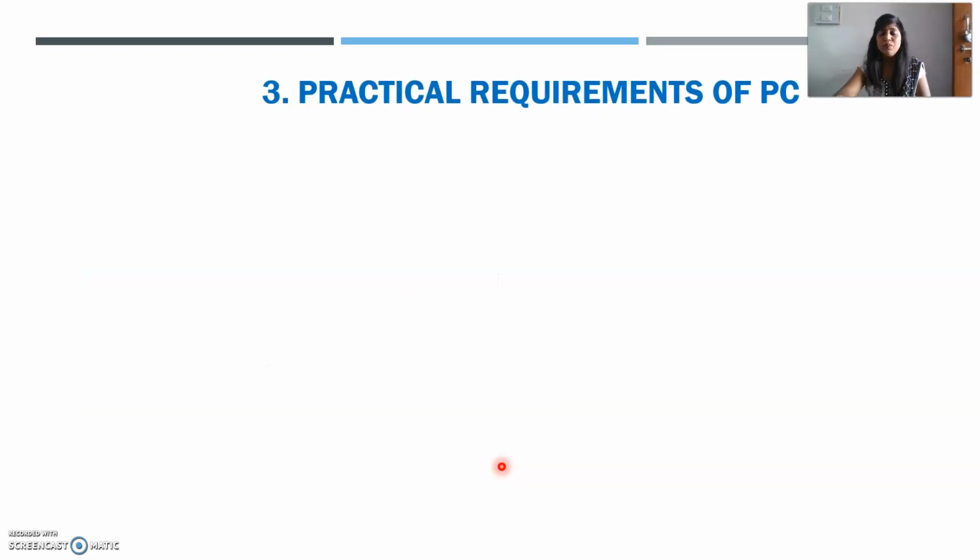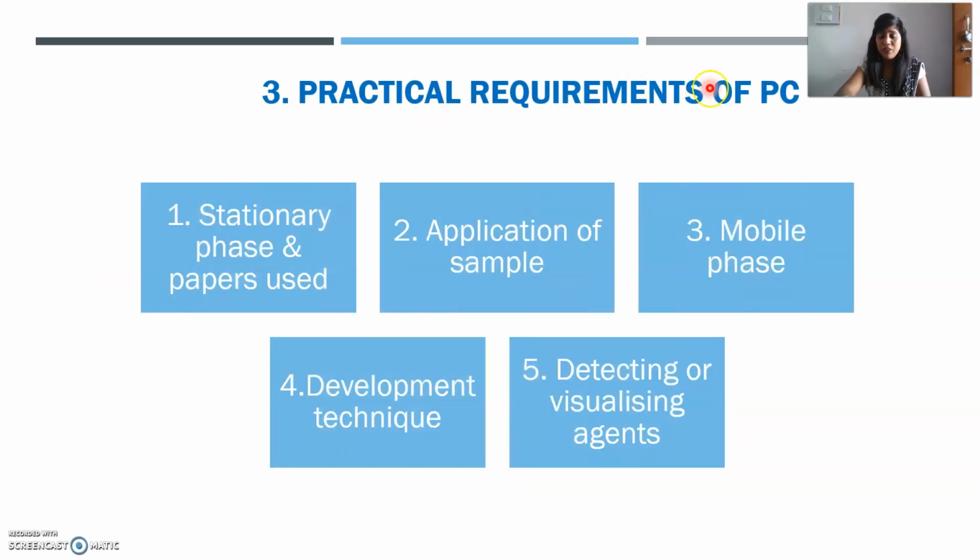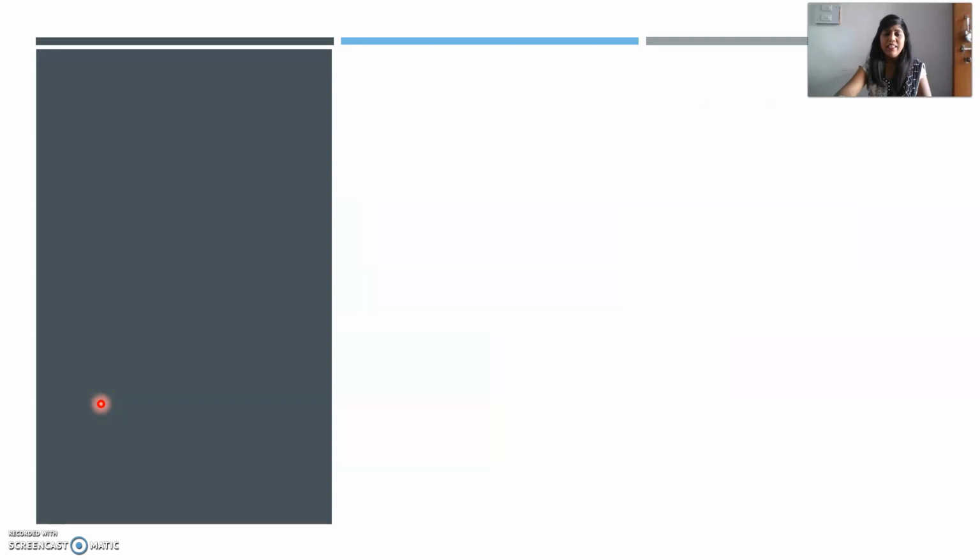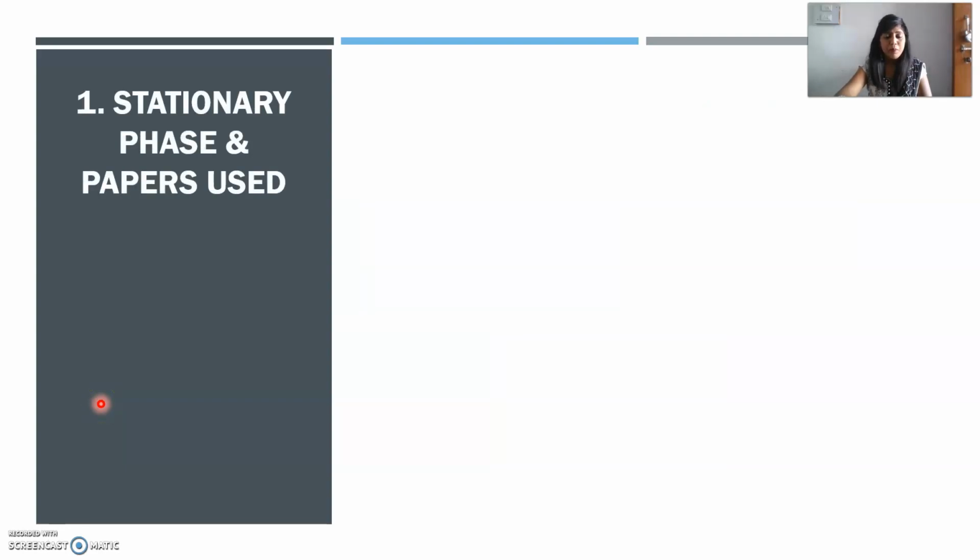Third point of discussion is practical requirements of paper chromatography or instrumentation of paper chromatography. The practical requirements of paper chromatography consist of 5 types: stationary phase and paper utilized, application of sample, mobile phase, development technique, and detection or visualizing agent. In a particular point-wise manner, I'll be explaining everything. Point number 1 is stationary phase and paper utilized.